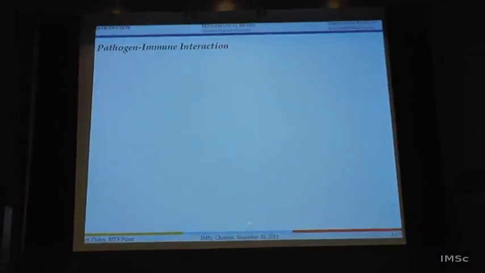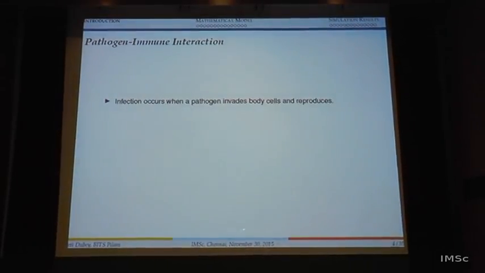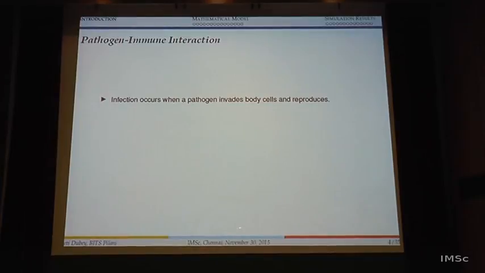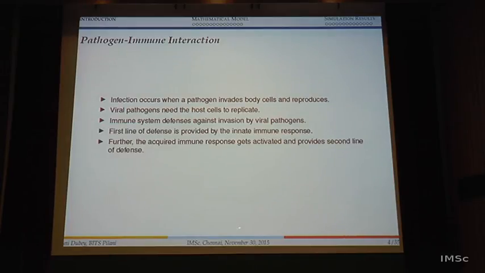When a pathogen enters the body, how does the body react? That we are going to learn in this pathogen-immune interaction. When infection occurs, a pathogen invades body cells and reproduces. Viral pathogens need the host cells to replicate, and the immune system defends against the invasion by viral pathogens. The first line of defense is given by the innate immune response, and further a specific immune response gets activated, that is called the acquired immune response, which provides the second line of defense, and this is specific to the antigen.